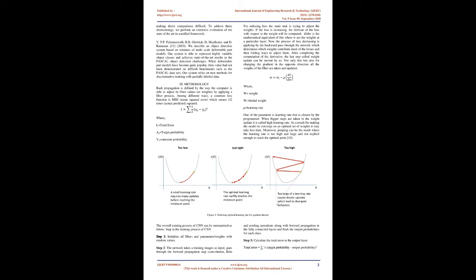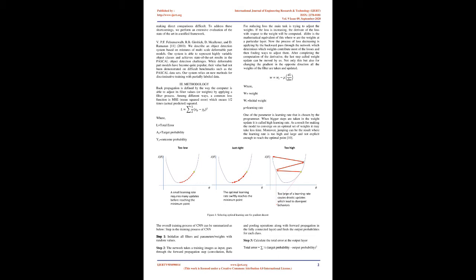For reducing loss, the main task is trying to adjust the weights. If the loss is increasing, the derivative of the loss with respect to the weight will be computed. dL/dW is the mathematical equivalent of this, where W are the weights at a particular layer. Now the process of loss decreasing is applied by the backward pass through the network, which determines which weights contribute most to the loss and then finds ways to adjust them.